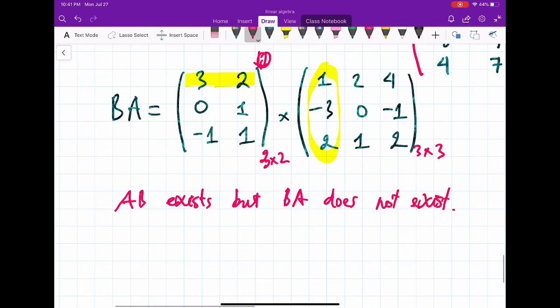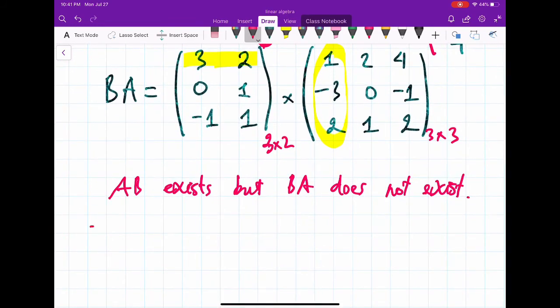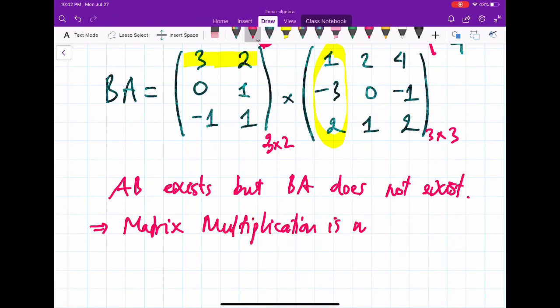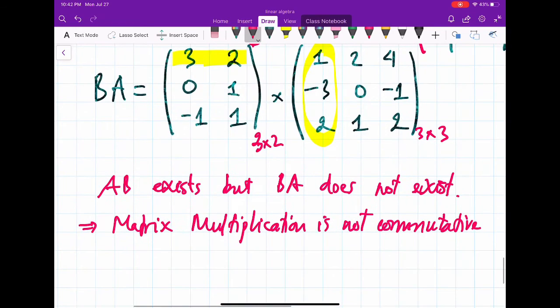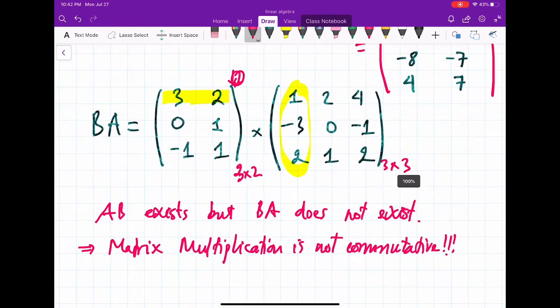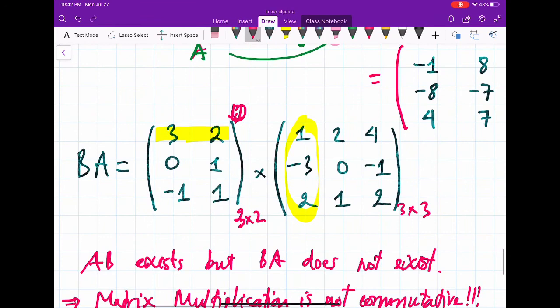You see? That is interesting, right? Or in another word, we can say the matrix multiplication is not commutative. That is the biggest difference between matrices and numbers. Okay? All right, but that is not all. From this example, you might see.